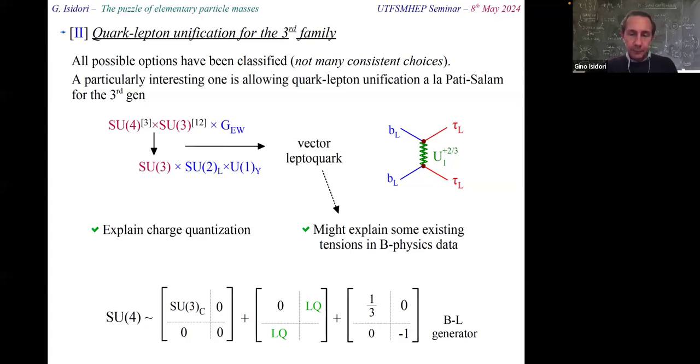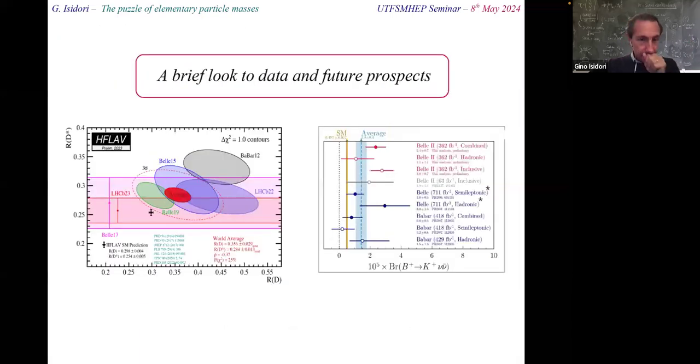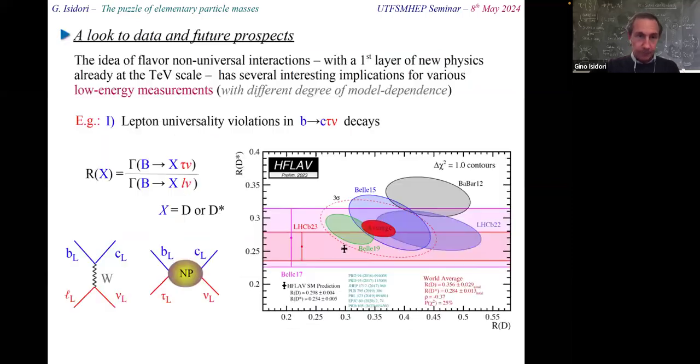So this brings me to the very last five minutes, an illustration of some phenomenological consequences of all these ideas. Starting from flavor data. So this idea of a flavor non-universal interaction with a first layer of universality coming from below already at TV scale has several interesting implications for several low energy measurements. The first one is that we should start to see some deviation in flavor observables involving third generation fields.